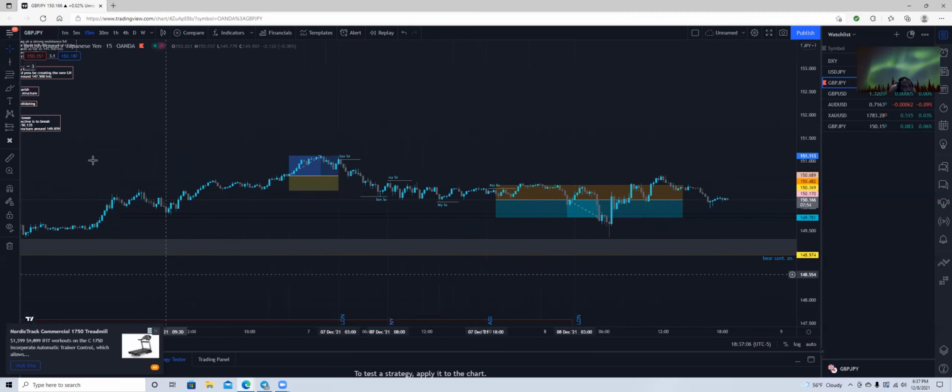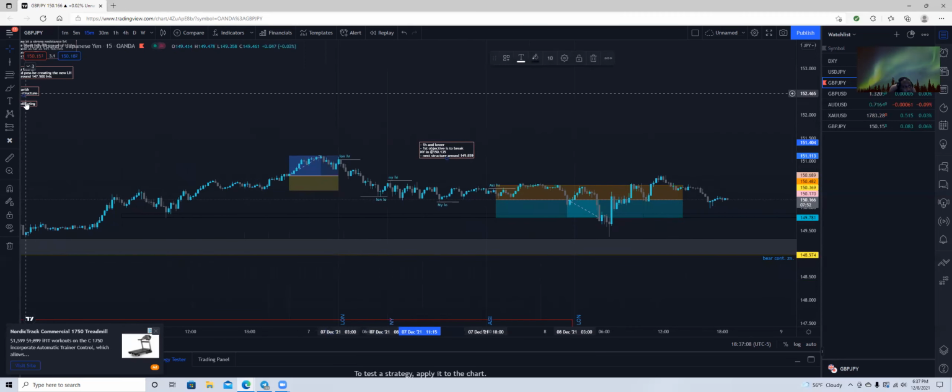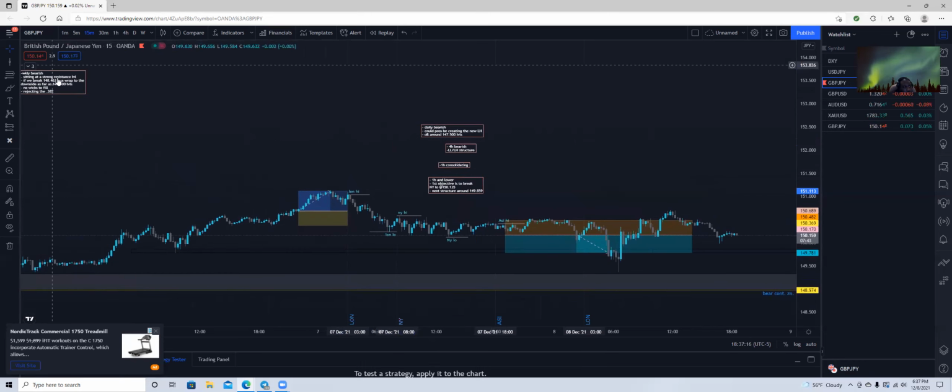And with my notes, I'll drag them all over. I can read off what I was thinking at the time, what I was feeling, and how I felt like I was going to be able to execute the best.